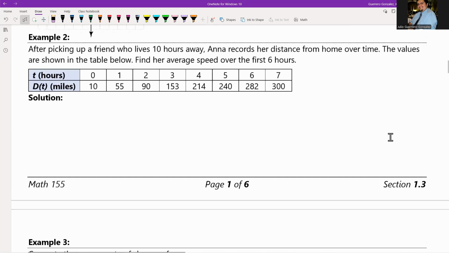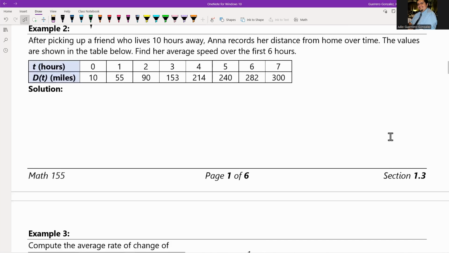Next example. Turns out this idea behind an average rate of change is how we calculate speeds. So let's go ahead and do this example. After picking up a friend who lives 10 hours away, Anna records her distance from home over time. The values are shown in the table below. Find her average rate of speed over the first 6 hours.